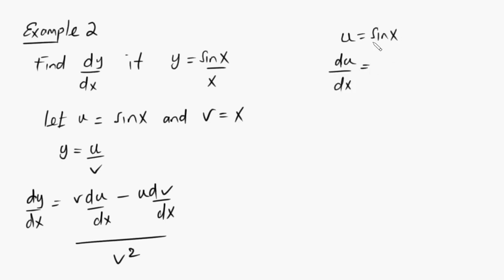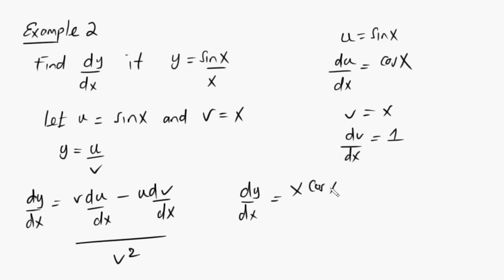Okay, we have already differentiated sin x. You can look at the tutorial on differential coefficients of sin x and cos x. It is cos x. If you differentiate sin x you get cos x. And v is x, if you differentiate x you get 1. So my dy/dx is just going to be equal to v. v is x. du/dx is cos x. Minus u. u is sin x. dv/dx is 1, over v squared, which is x squared. So I can get the answer there.